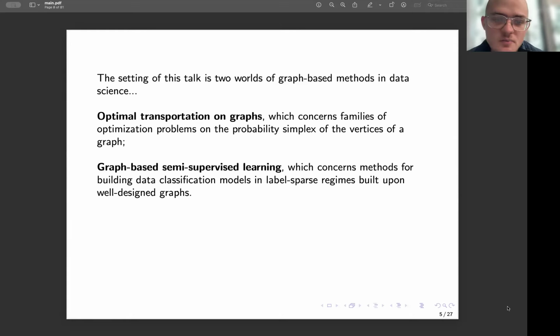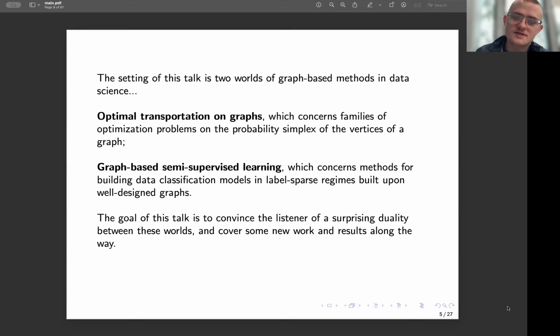And the second world that I'm going to talk about is graph-based semi-supervised learning, which concerns methods for building data classification models in label-sparse regimes. These methods are built upon constructions of what I'll call well-designed graphs. And the goal of this particular talk is to convince you all of what I feel is a surprising duality between these two worlds.